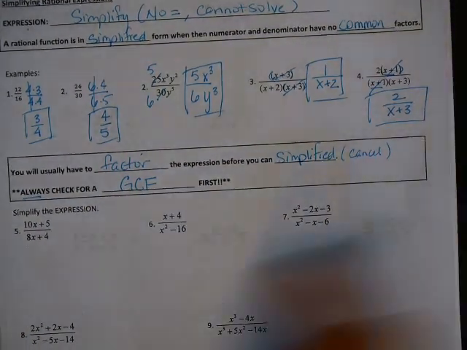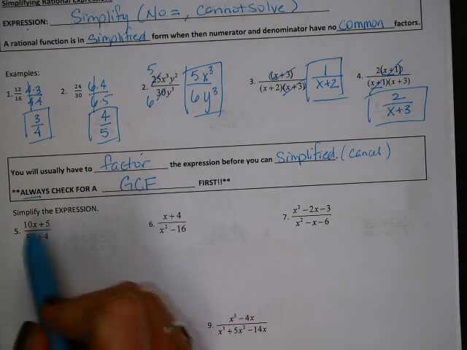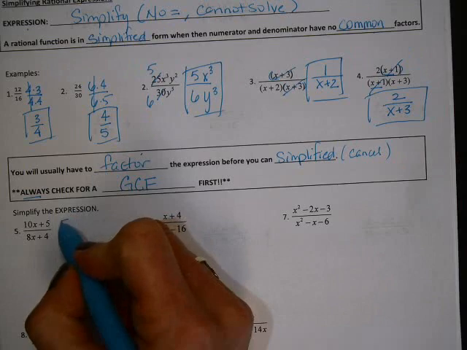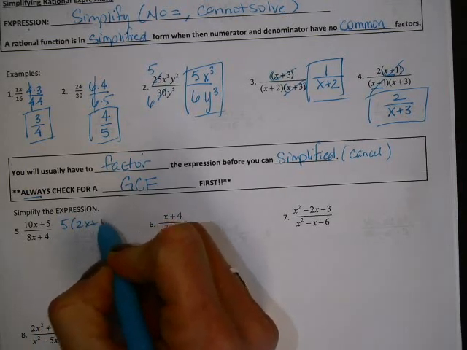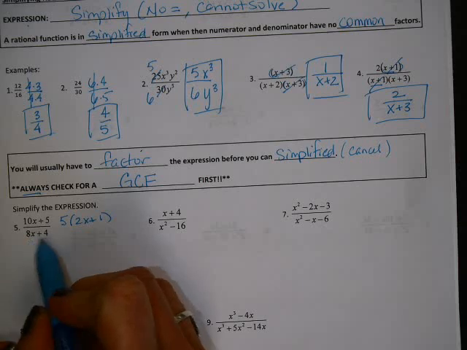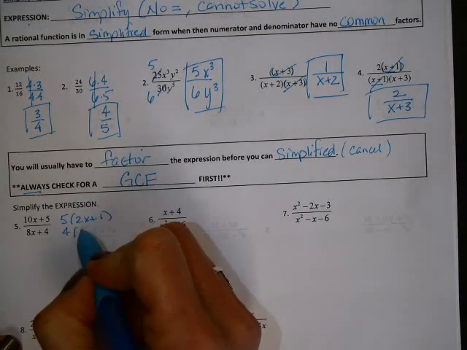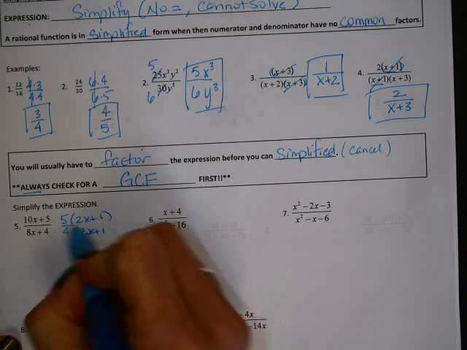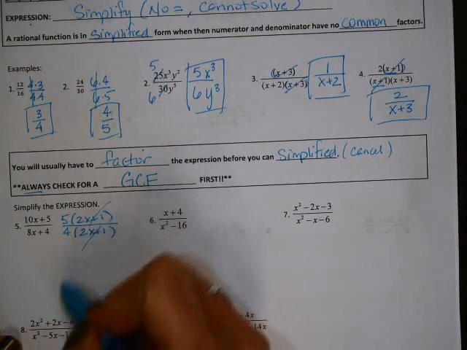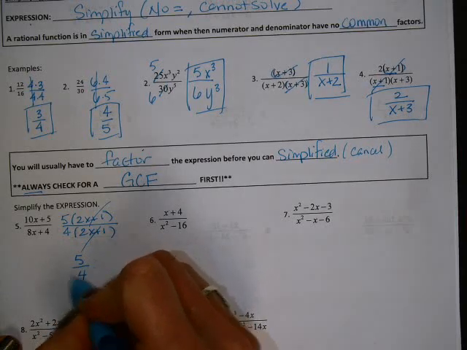All right, here we go. We're going to knock through these quick. We're going to look for our greatest common factor first. 10x plus 5. Oh, hello, Dolly. There's a 5 in there. Take the 5 out. Okay, let's look on the bottom. We can take a 4 out. And you have 2x plus 1. Oh, look at that. You have a 2x plus 1 on top, a 2x plus 1 on bottom. Those cancel, and you are left with 5 over 4.